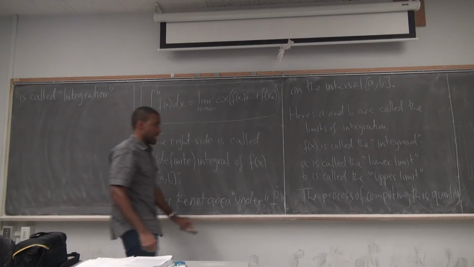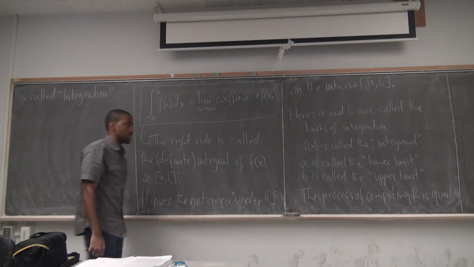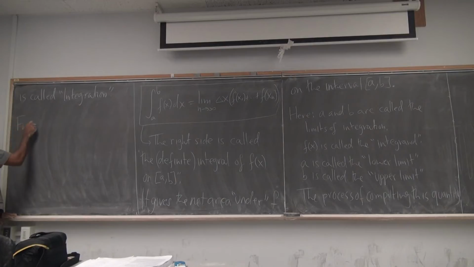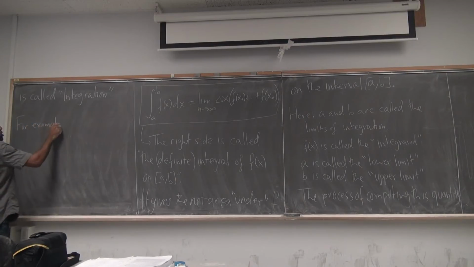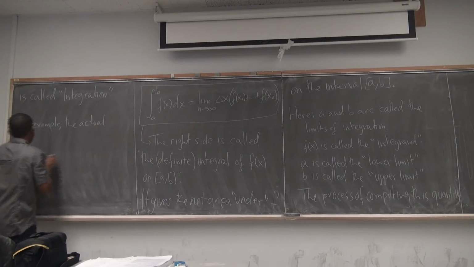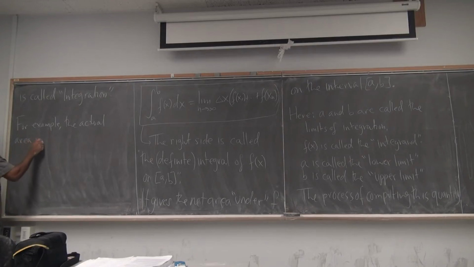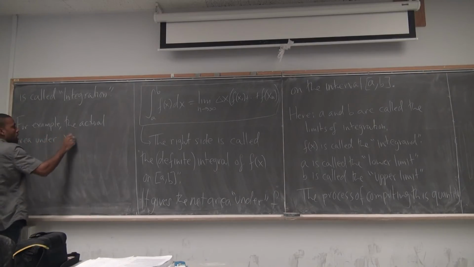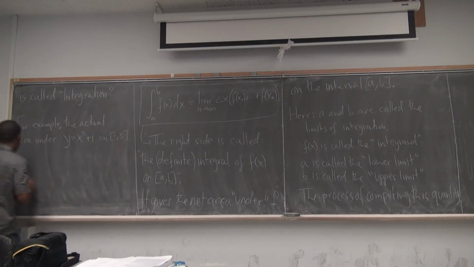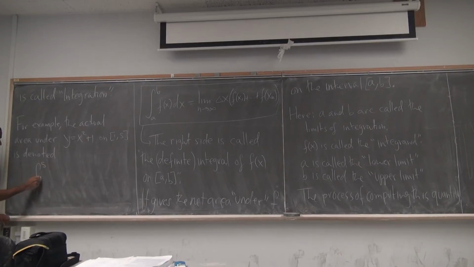Integration is the process of finding the area under a function by taking an infinite Riemann sum. This is what you use to express it. For example, the actual area under y equals x squared plus 1 on the interval 1 to 5 is denoted this guy from 1 to 5 of x squared plus 1 dx.